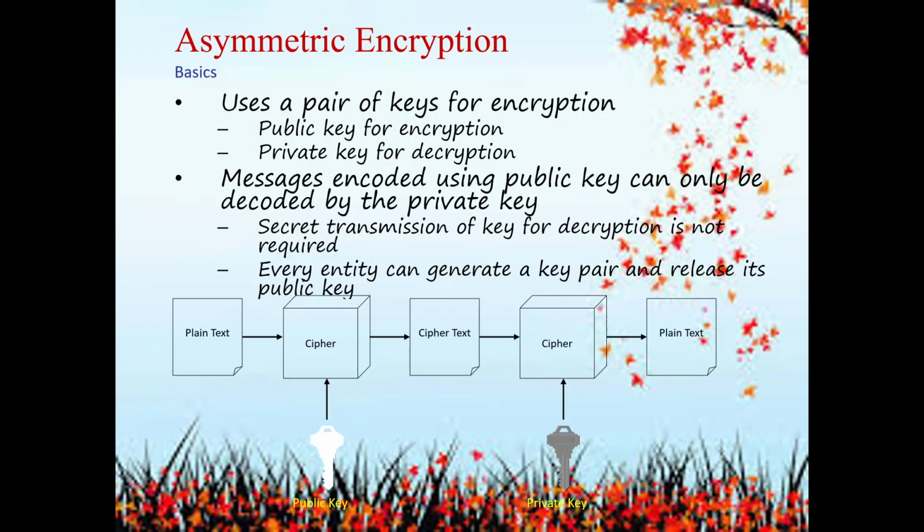Next is the basics of asymmetric encryption. They use different keys for encryption and decryption. For encryption, they use the public key, and for decryption, they use the private key. Messages encoded using the public key can only be decoded by the private key. Secret transmission of the key for decryption is not required. Every entity can generate a key pair and release its public key. A plain text is converted into cipher text using the public key, and the cipher text is converted into plain text using the private key.